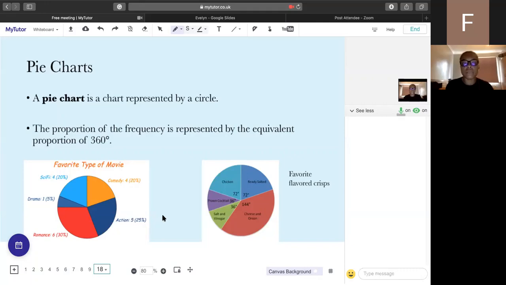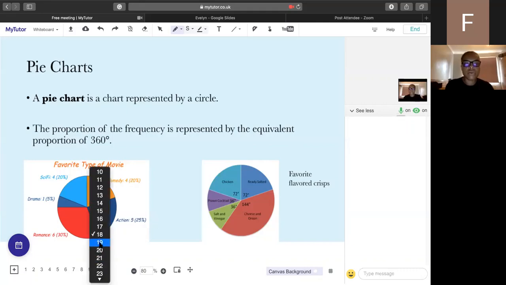So to draw a pie chart, first of all, a pie chart represents proportions of an amount by a circle, like shown in the bottom 2 examples. And the proportion of the frequency is represented by the equivalent proportion of 360 degrees. So remember, the angles around a point all add up to 360 degrees. So to represent a proportion, we would just represent this with the proportion out of 360 degrees. So here we have a pie chart showing favorite type of movies and then favorite flavored crisps.